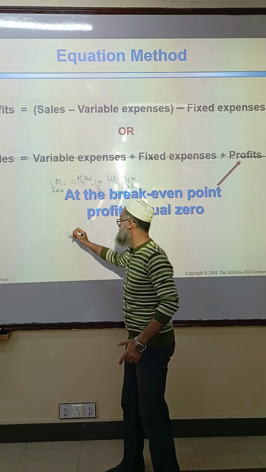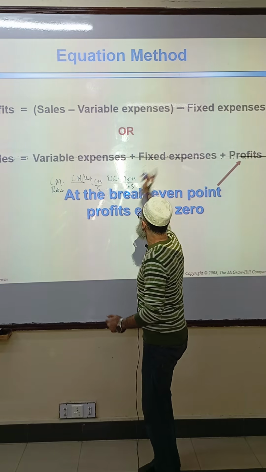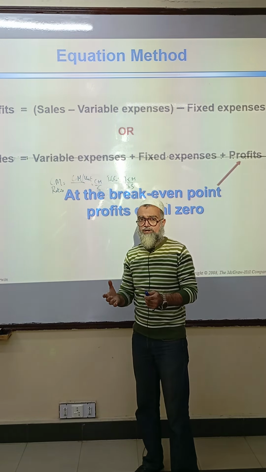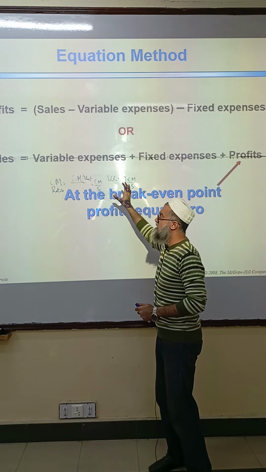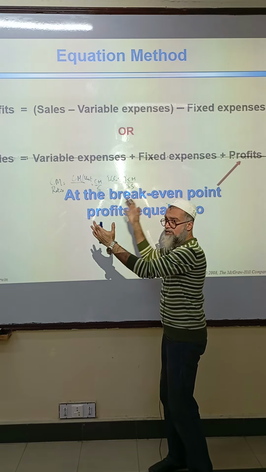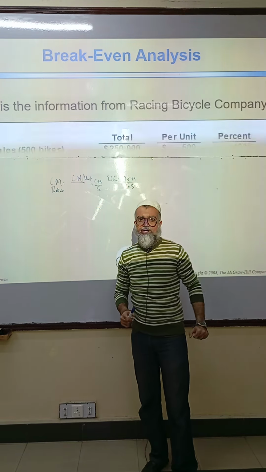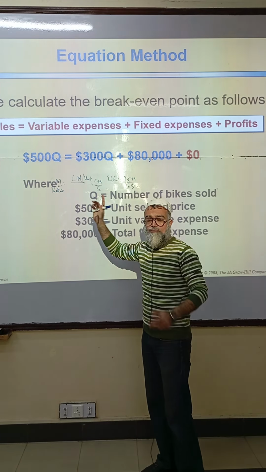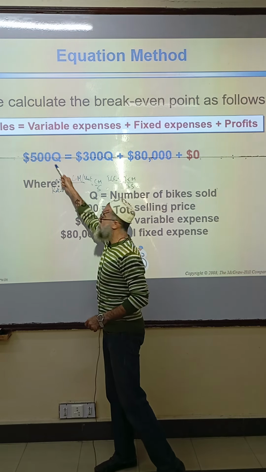general equation for profit, which means profit is equal to sales minus variable expenses minus fixed cost. Now if profit is zero, the equation becomes like this: your sales is equal to your variable expense and fixed cost added together plus your profit. Now if we rearrange the formula once again and put the figures in, we can easily find out the break even. How? We do not know the quantity.